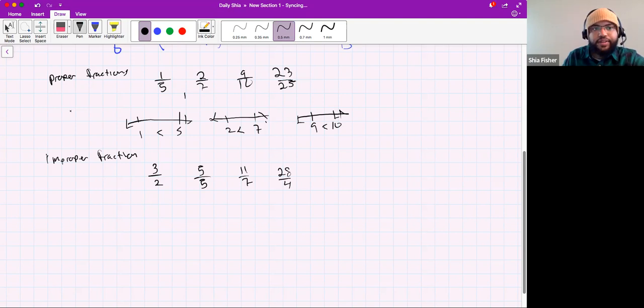So let's see. Numerator less than denominator. Numerator equal to or greater than denominator. That's what those terms mean. And the N and the D just stand for numerator and denominator.